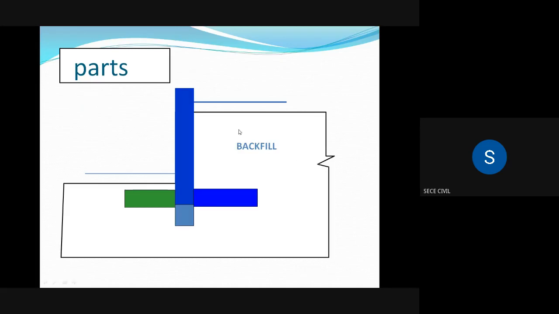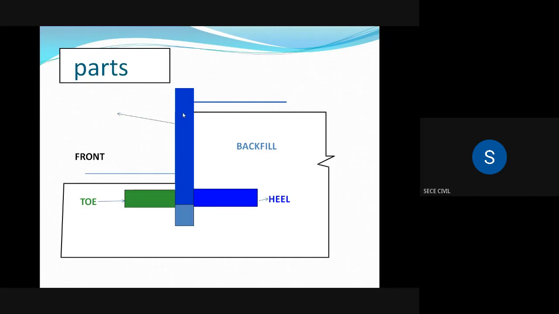The backside portion of the retaining wall is this. Here the soil mass or land is retained by the structure. The soil mass is termed backfill. And this is the front side portion of the retaining wall. The slab in the front side portion is termed the toe, and the slab in the back side portion is termed the heel.